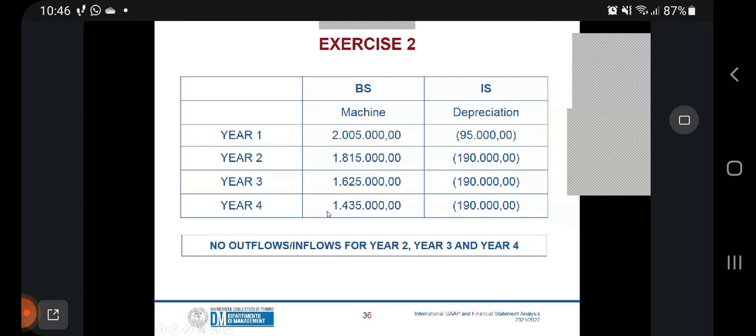Please pay attention. There are no inflows or outflows for the second, the third, and the fourth year. Depreciation doesn't affect the cash flow statement, never. Any questions?